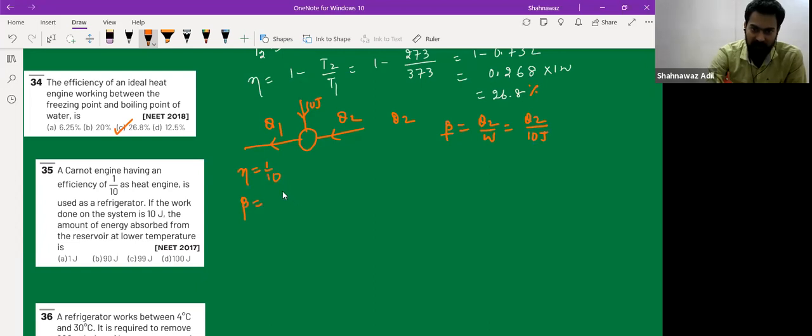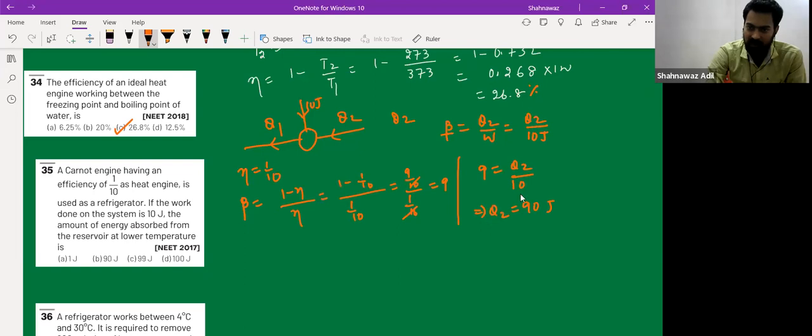So beta would be 1 minus eta by eta. So this is 1 minus 1 by 10, divided by 1 by 10. So this would be 9 by 10 and then 1 by 10. This 10 cancels, so we have 9. Okay, so we now know beta. So beta is 9, and Q2 by 10. So Q2 would be 90. Right, guys? So this would be the answer.